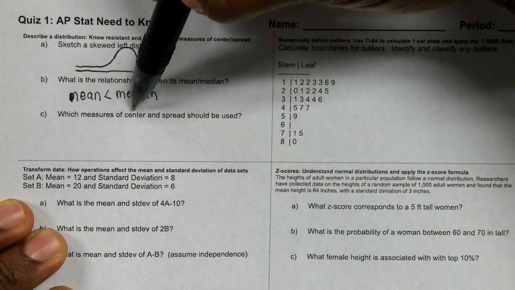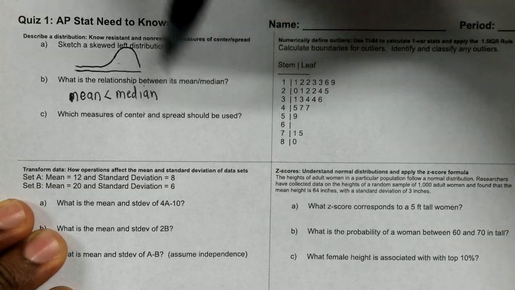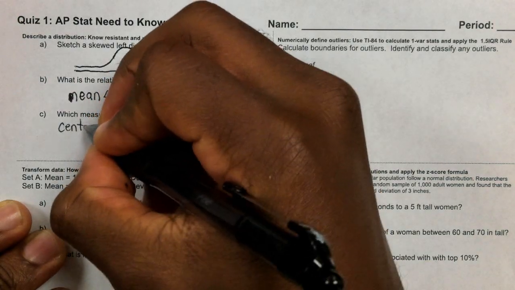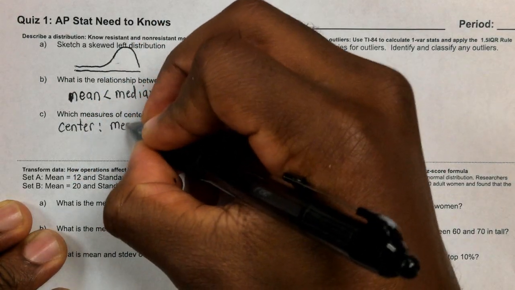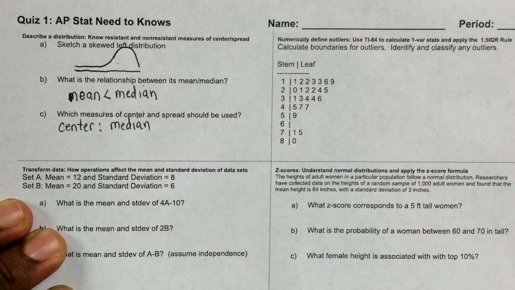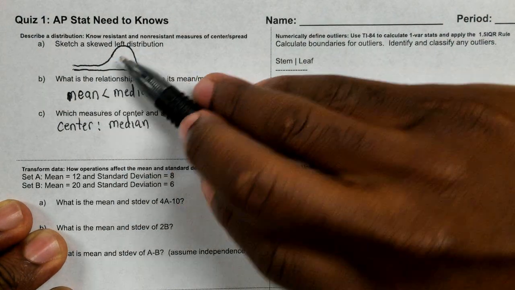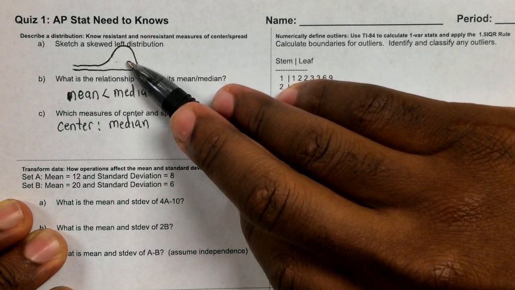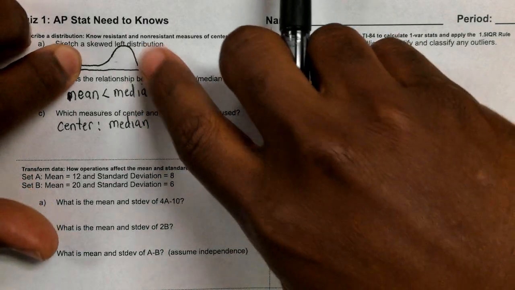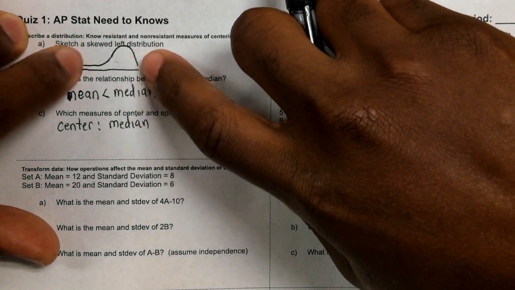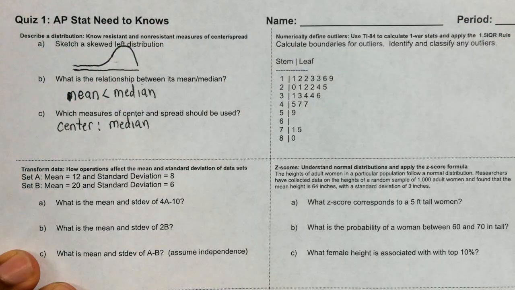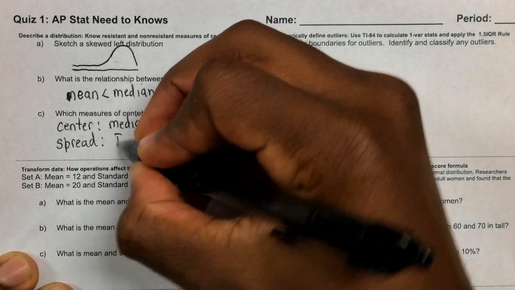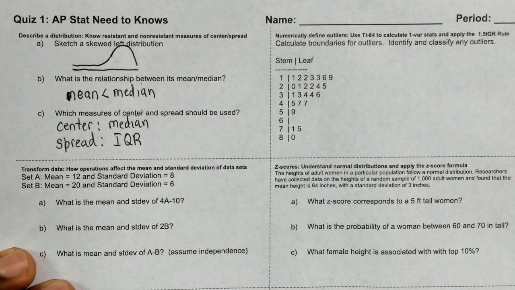Next, which measure of center and spread should be used? In relation to a left skewed distribution, for center, the best representation is your median. Why is the median the best representation for the center? The median is the measure that is resistant to any outliers. If I was supposed to take away a value from here or here, essentially your median will stay almost unchanged.